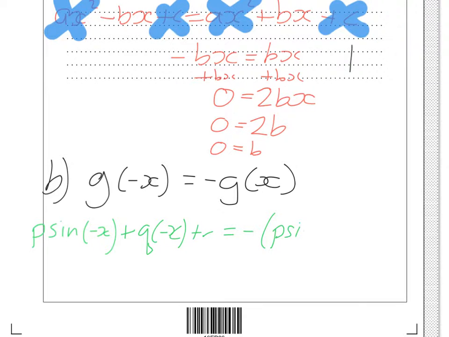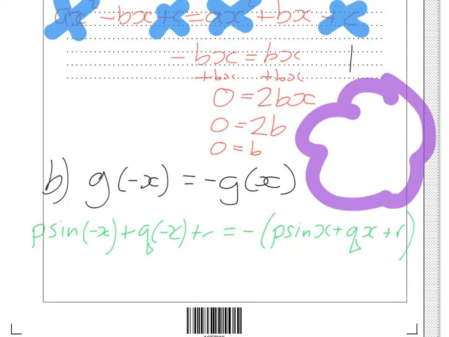P sine x plus qx plus r. Okay, for this question you need to know a property of sine, which is that sine is also odd. So I'm just going to put that in a little bubble over here. So if we have sine of minus x, it's the same as minus sine x. They're equal. Sine is an odd function.